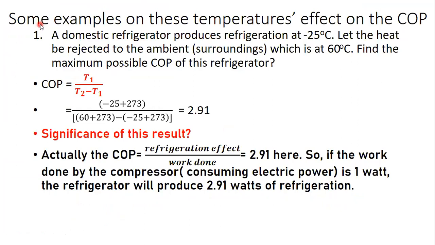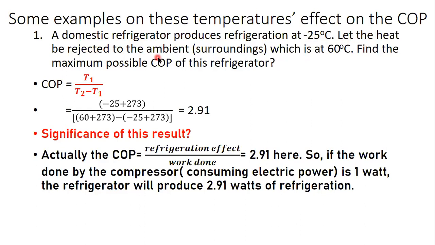Now let us consider some examples of these temperature effects on the COP, how these two temperatures are going to affect the COP. Let us consider a small problem like this. Suppose a domestic refrigerator is producing refrigeration at minus 25 degrees Celsius. That is, it is producing a freezer compartment at minus 25 degrees Celsius.